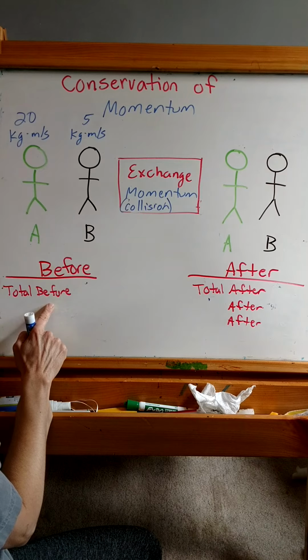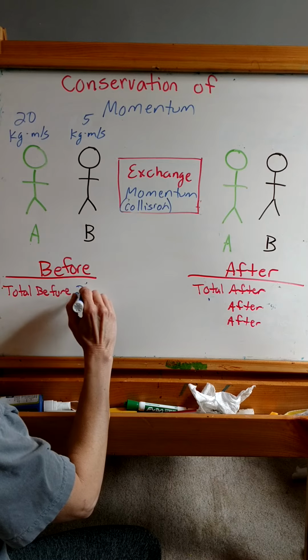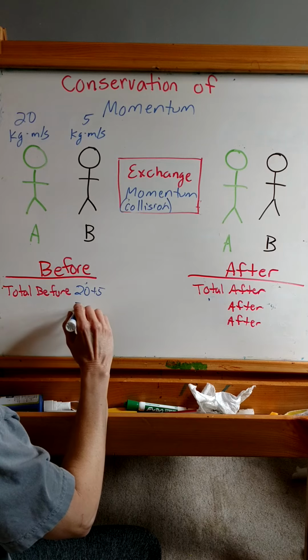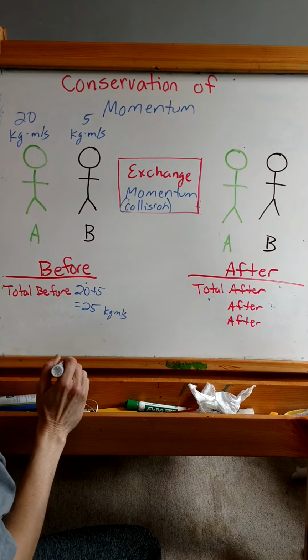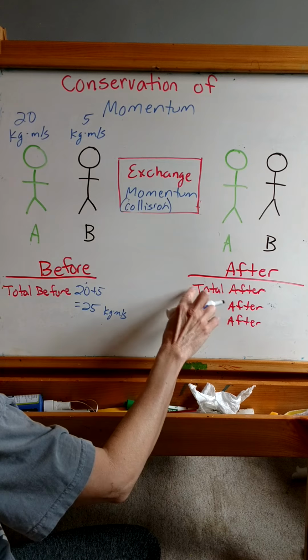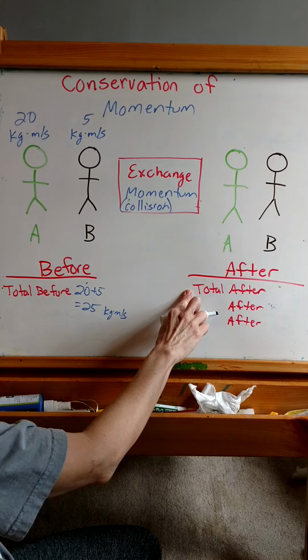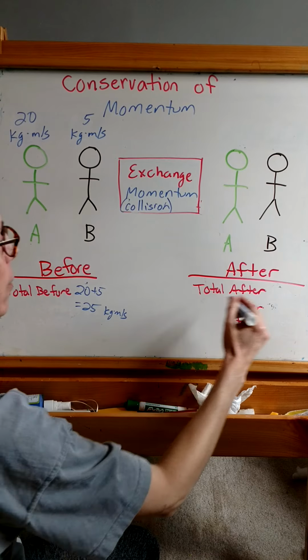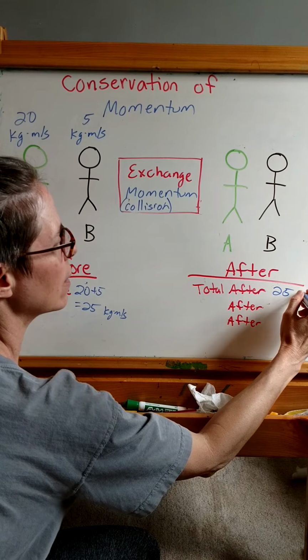What is our total before? Total just means add. So our total before is 20 plus 5. It equals 25 kilogram meters per second. Our total after is going to be exactly the same. Nobody gained momentum from anybody outside. Nobody lost momentum to anybody outside. Our total before and our total after are always the same.